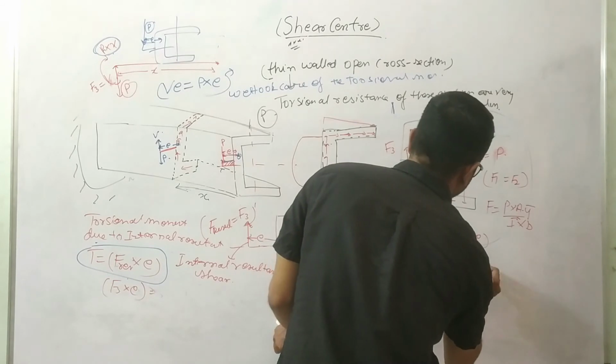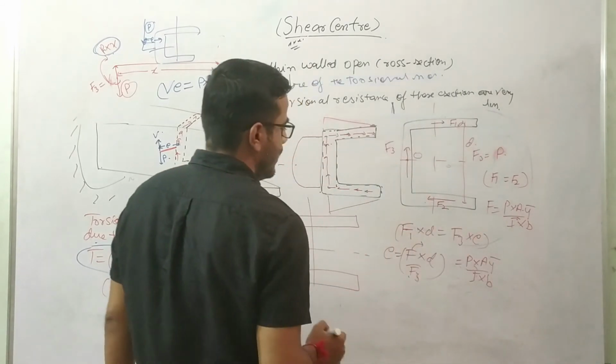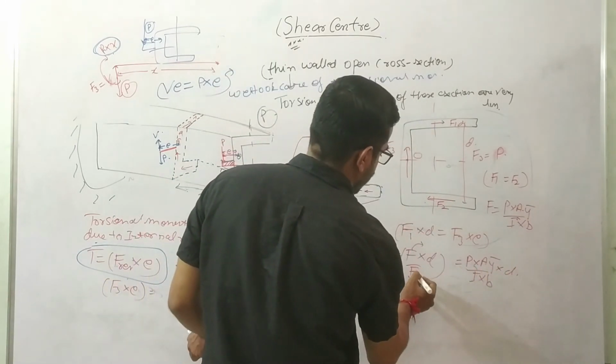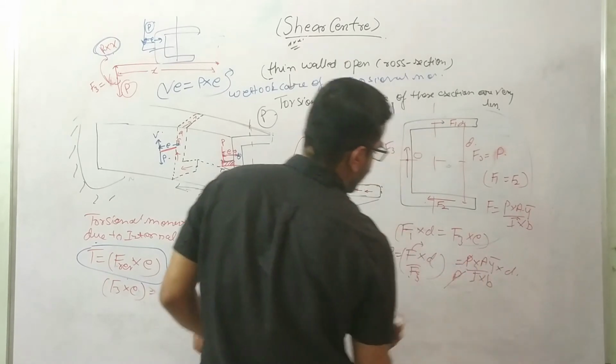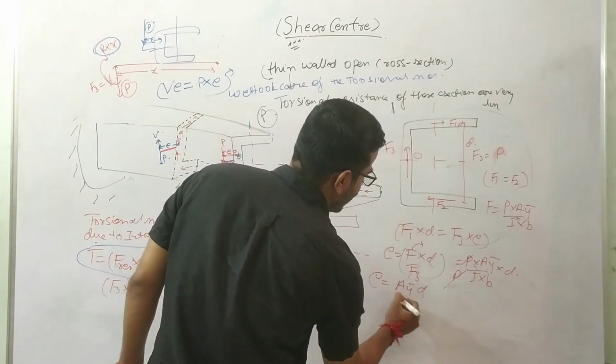So I can write P into AY bar over I into B, something like that. And F3 is equal to P, so P cancels out. So E is AY bar something over I B.